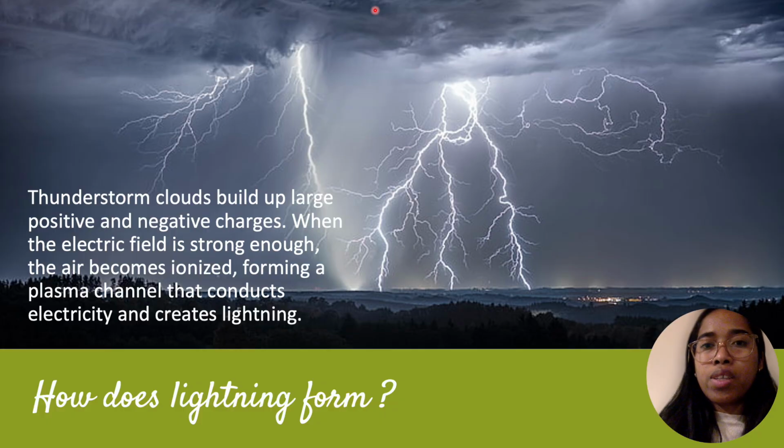So now we have an understanding of what plasma is, how it forms, and how it works. We can also understand the formation of lightning: thunderstorm clouds build up large positive and negative charges. When the electric field is strong enough, the air becomes ionized, and that forms a plasma channel that conducts electricity and creates the lightning that we see in the sky.